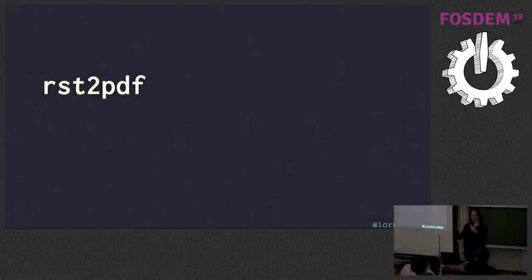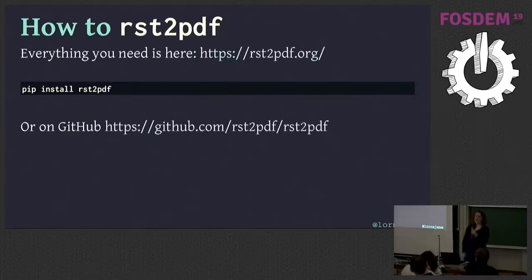Okay, so rst2pdf itself. Everything you need is here, rst2pdf.org. You're going to install it with pip, so pip install rst2pdf. If you want to, you can grab the source. It's a Python project. I'm guessing you know what to do with that. We also have installation instructions. Python's not my home community. Even I can install it from source. So it's pretty easy going.